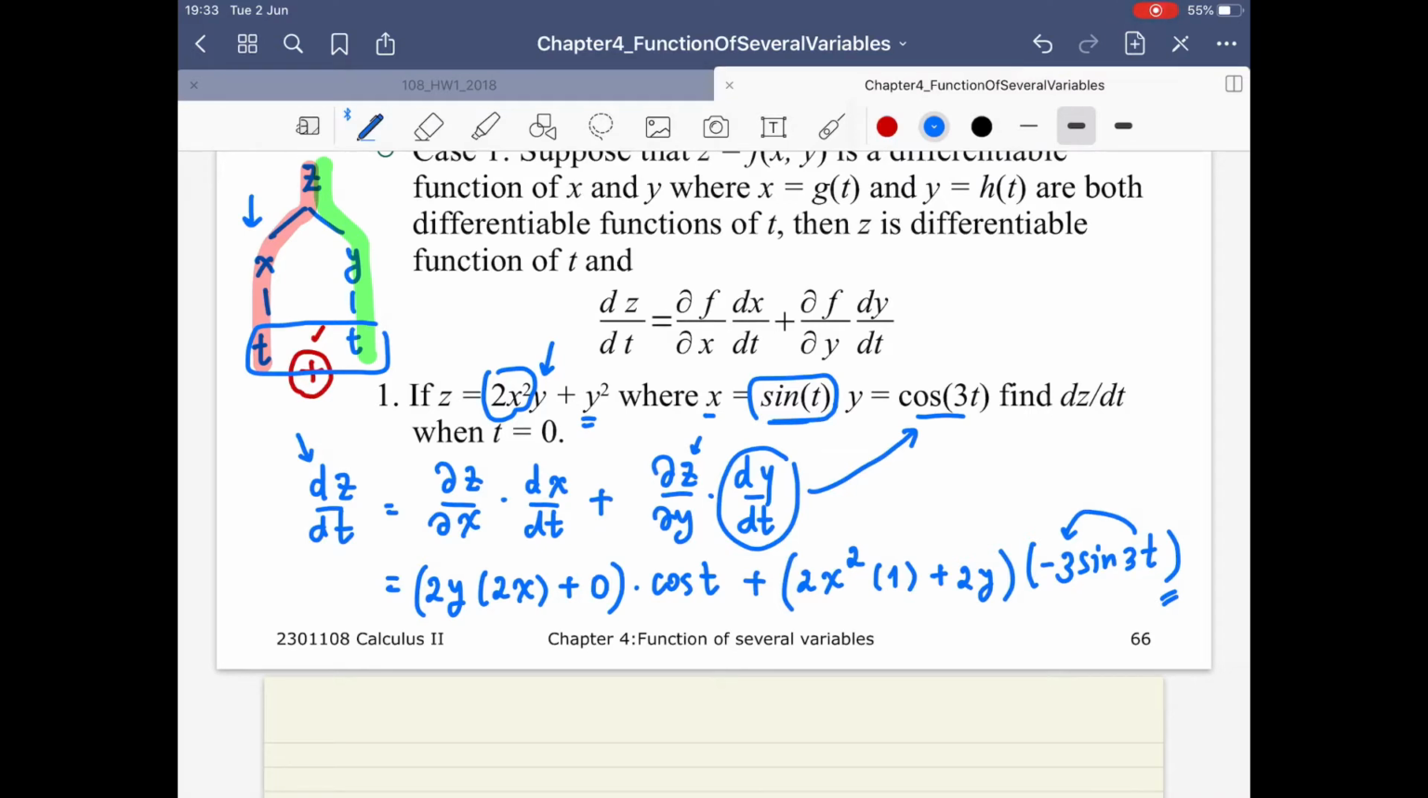You don't really need to plug in each x and y into a t variable. Okay, so for example, this one you will finish with 4xy cosine t, and then this one can be 2x squared plus 2y, and then negative 3 sine 3t. That will be good enough for your answer. Okay, don't need to plug in your x to be sine t, your y to be cosine 3t. Okay, because actually this is the advantage of using the chain rule.